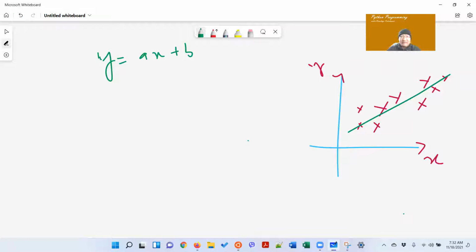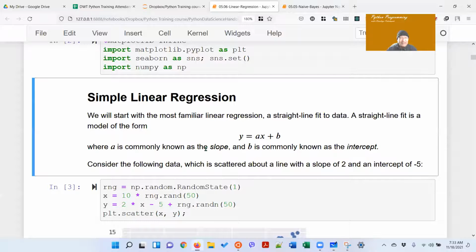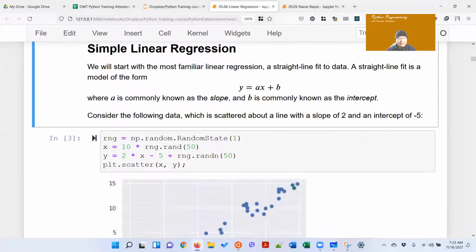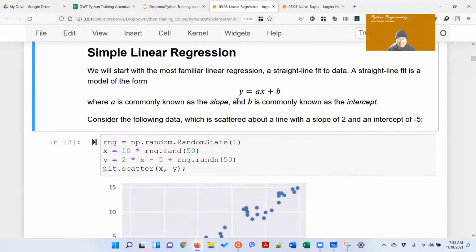So this figure is your two-dimensional case. How about 3 dimensions? What about 4 dimensions, 5 dimensions or higher dimensions? Still you can use linear regression. Okay, so let's do this.